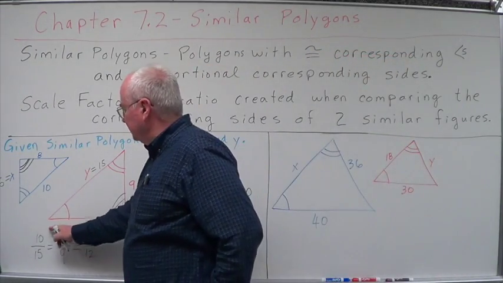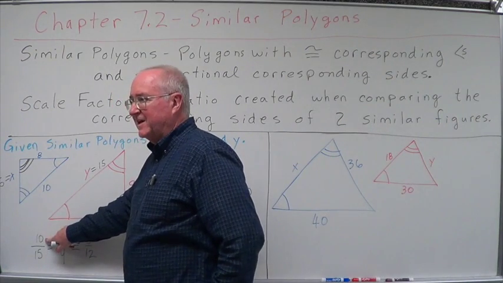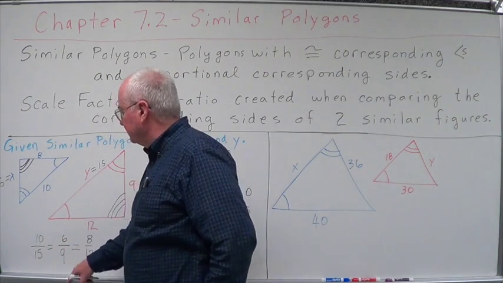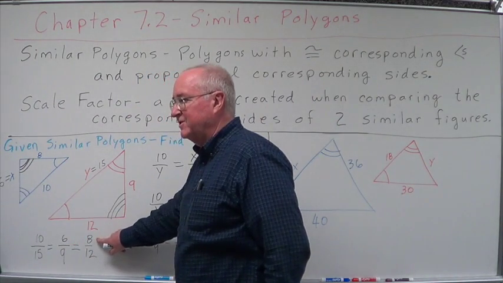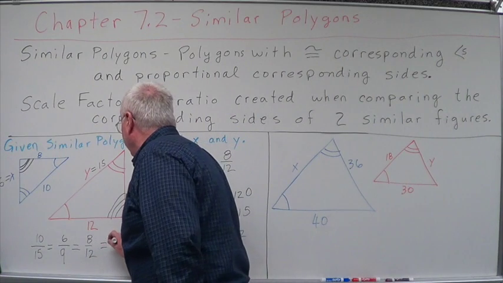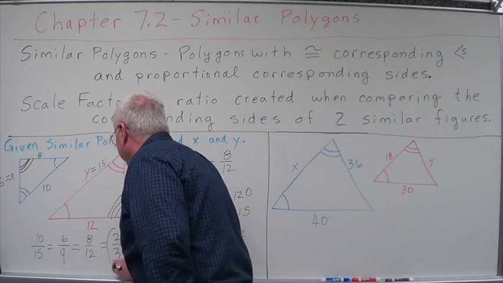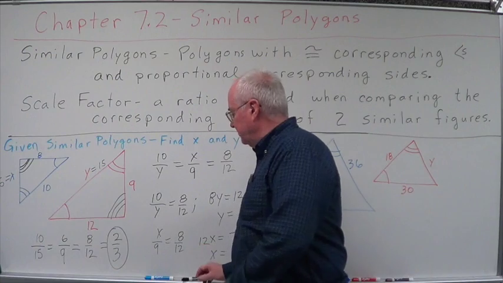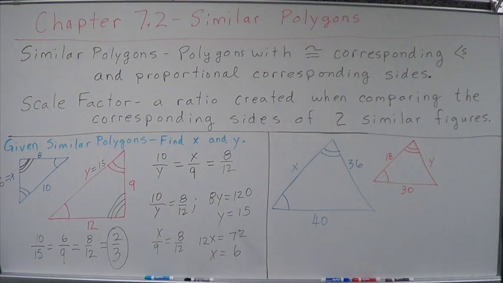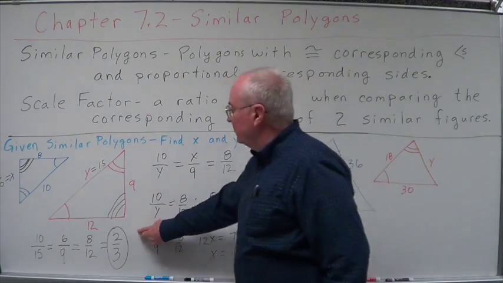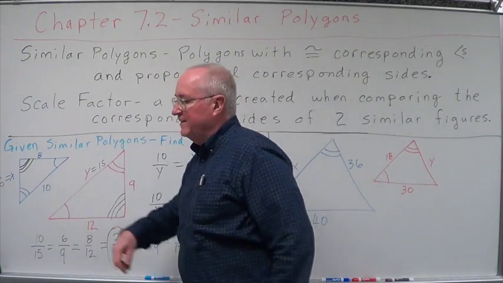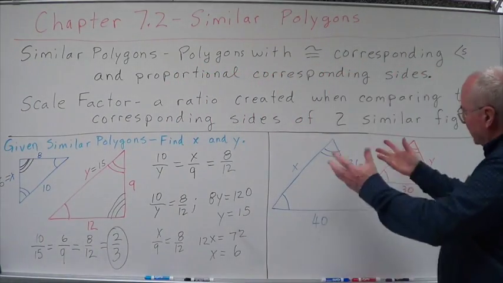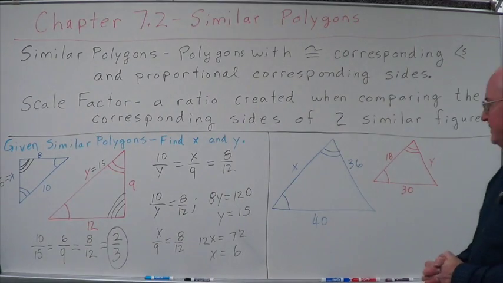What does this reduce to? Take 5s out of that, we got 2 and 3. Take 3s out of this, you got 2 and 3. Take 4s out of this, you got 2 and 3. All of these equal 2/3. They have the same proportion. Therefore, all the sides are proportional. Because the sides are proportional and the angles are all congruent, they definitely are similar, and we can find the missing sides. We're going to do the same thing over here with this one.